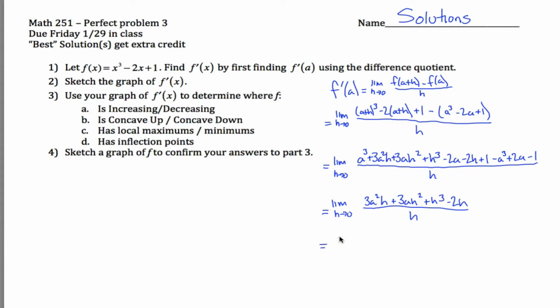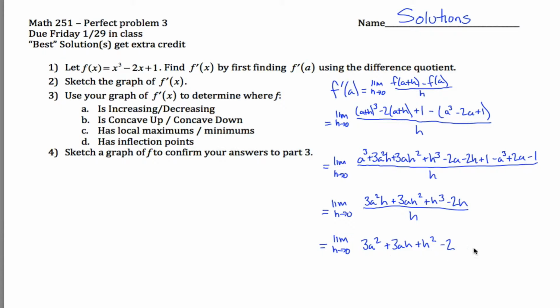And what you notice here is that each term in the numerator has an h in it. So I can factor out an h from each term in the numerator and cancel it with this h in the denominator. To get that this is the limit as h approaches 0 of 3a squared plus 3ah plus h squared minus 2. So that one of these h's, one of these, one of these, and one of these canceled with this guy. And the nice thing about canceling this h is now it's easy to evaluate the limit.